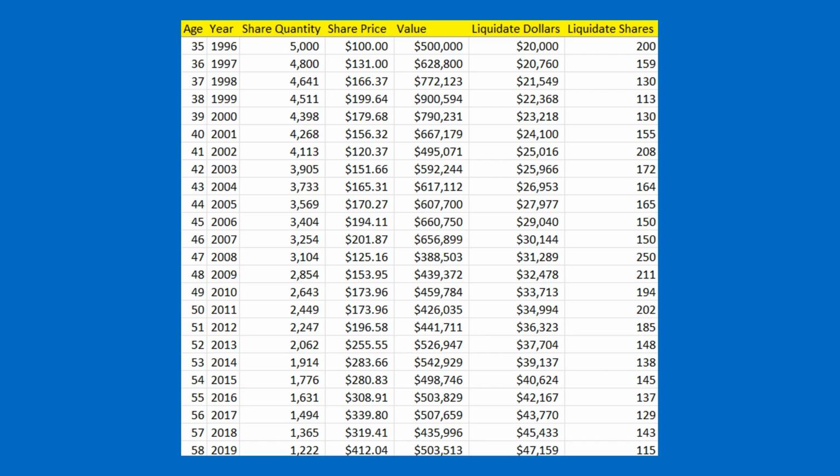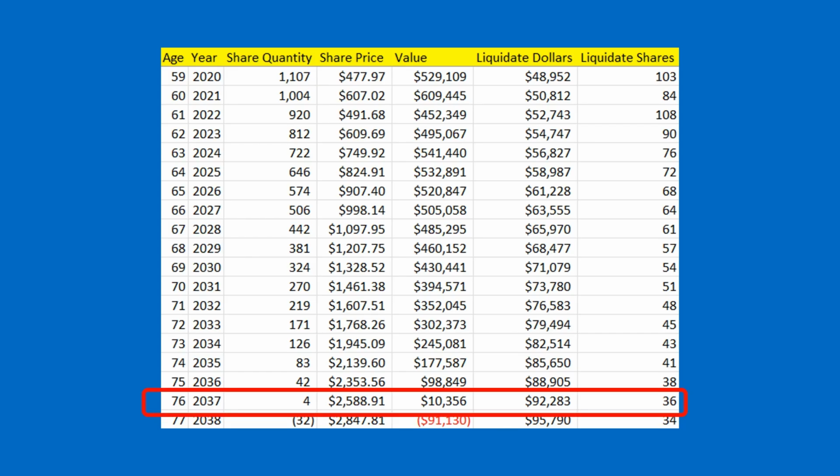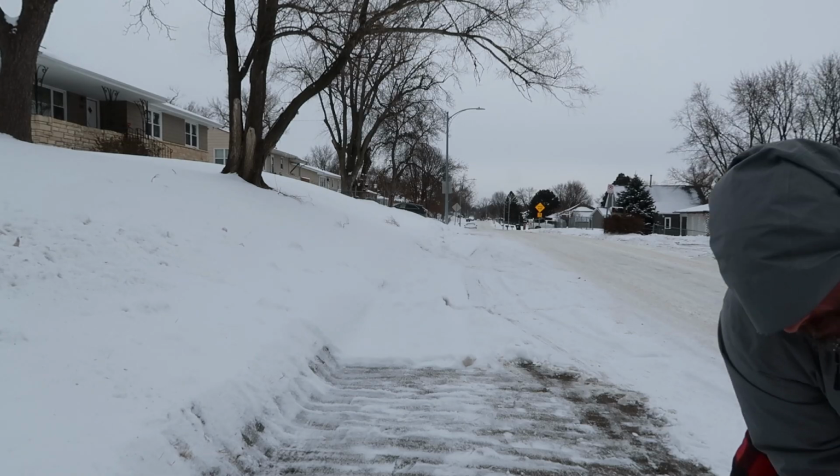So if you want to look at the rest of everything I could fit on one page, things look okay, from when this guy's 35 to 58. But now I show you the second page when this guy's 59 through 77, and he just runs out of money. When he's 76 years old, he only has 4 shares left. He only has about $10,000 left, but he needs to liquidate $92,000 in order to live. Those down years that required him to liquidate, to sell so many more shares than he expected, were too costly, and he couldn't overcome it.